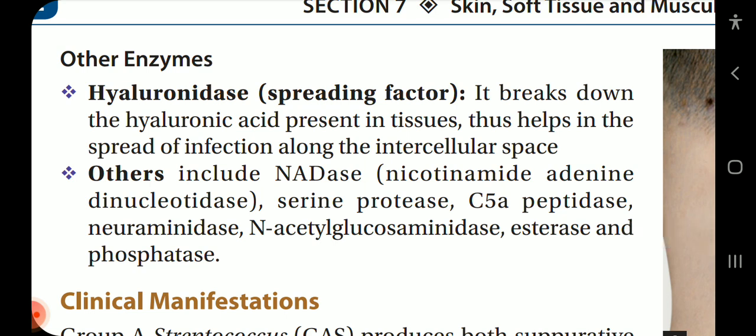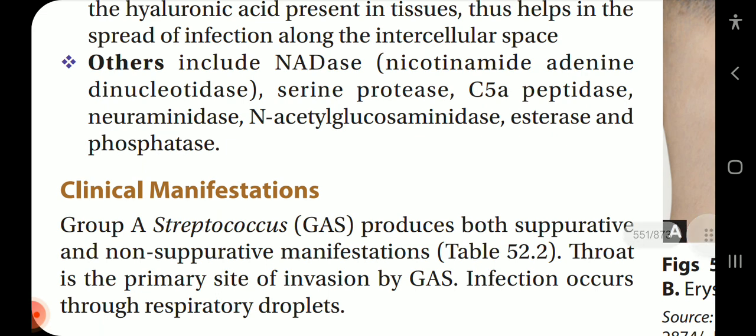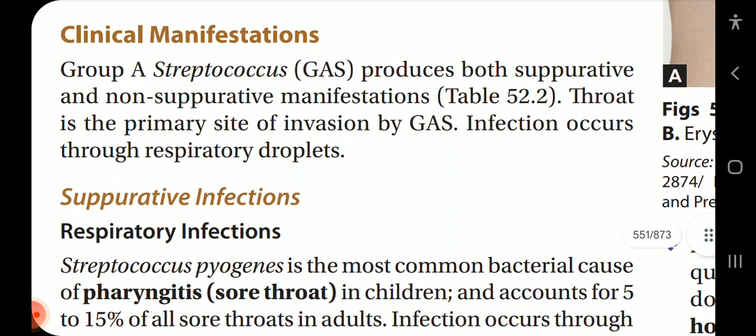Other enzymes. Hyaluronidase, the spreading factor. It breaks down the hyaluronic acid present in the tissues, thus helps in the spread of infection along the intercellular space. Others include NADase, nicotinamide adenine dinucleotidase, serine protease, C5a peptidase, neuraminidase, N-acetylglucosaminidase, esterase, and phosphatase.